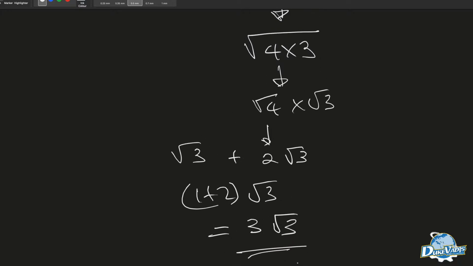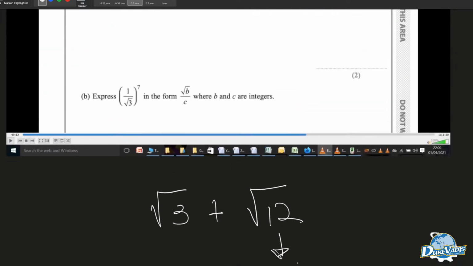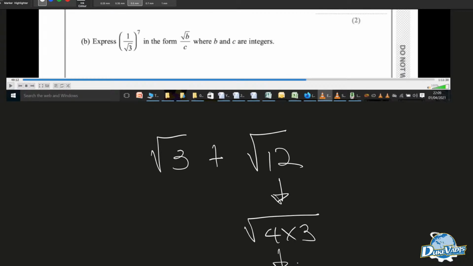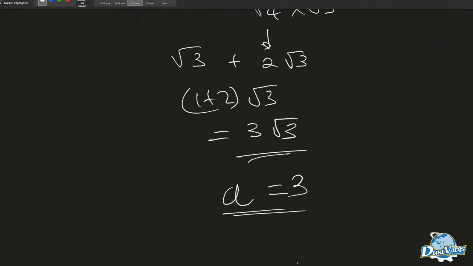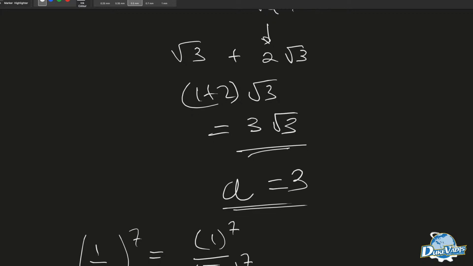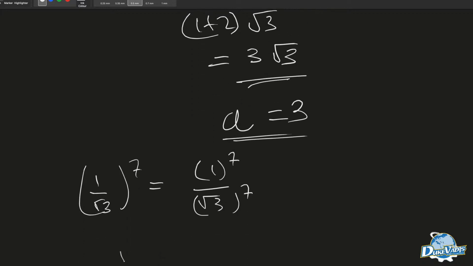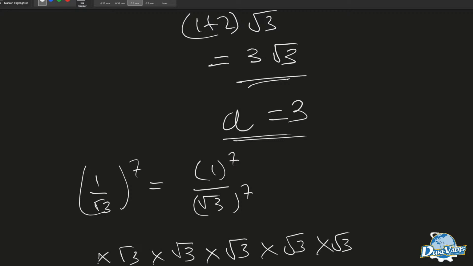The last bit says express (1 over root 3)^7 as given. What you have to do is this can be written as 1 raised to the power 7 over root 3 raised to the power 7. So you know for sure that root 3 to the power 7 means we have root 3 times root 3 times root 3 times root 3 times root 3 times root 3.